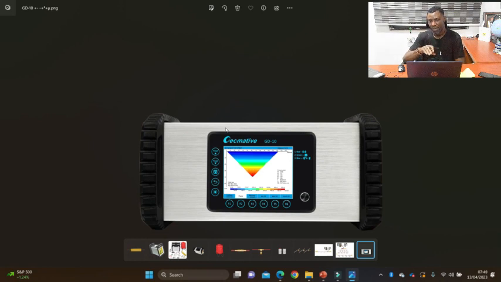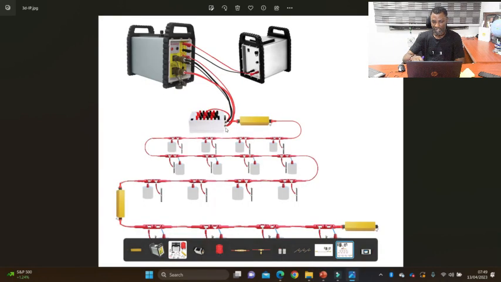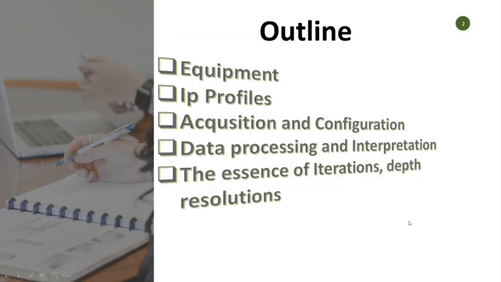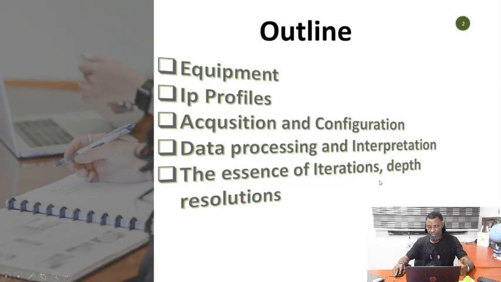Let me tell you, it's very important that you understand the essence of good data. It's like garbage in, garbage out. You understand? You need to acquire good data in the sense that when you are applying your iterations or some of the damping factors, you know actually what you are applying them for.